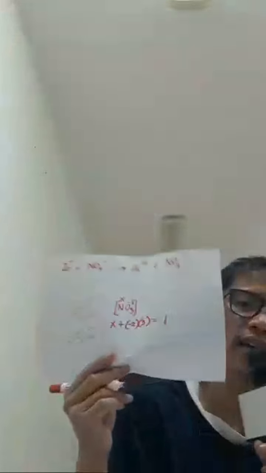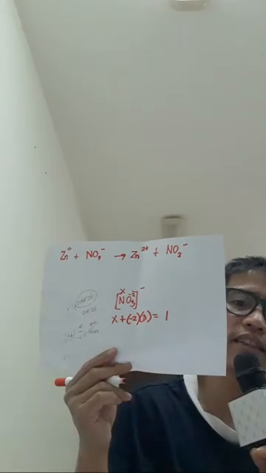We need a systematic, clear explanation using basic, simple, linear algebra. So we have x for nitrogen. We let x be the oxidation number of nitrogen in this polyatomic ion, nitrate. So x plus negative 2 times 3 is equal to negative 1, because the negative 1 is the total charge of the nitrate. So x plus negative 2 times 3.